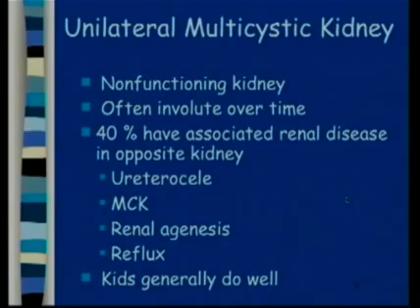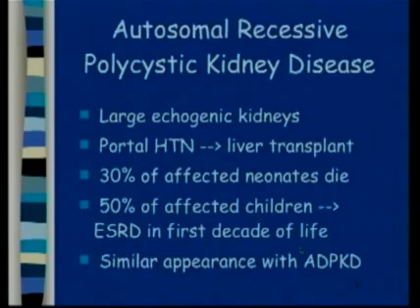Renal agenesis, if they don't have a kidney on the other side, then it's going to be fatal because they won't have any renal function. And then lastly, reflux. So perhaps this baby might have reflux, just a little tiny bit of dilatation, so that'll be watched. Most of these kids generally do well, so you would rather be A than B.